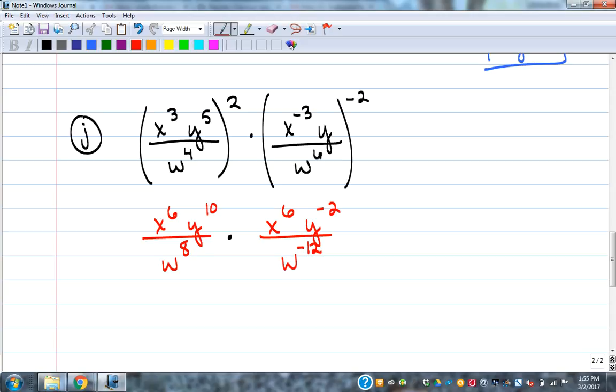x to the 6th times x to the 6th would be x to the 12th. Remember, we're multiplying, so we add exponents when we're multiplying. Another common mistake that happens a lot is that we're thinking multiply, multiply, multiply, and forget it's exponents. We got to add exponents. So that's very, very important. I'm glad you saw that.